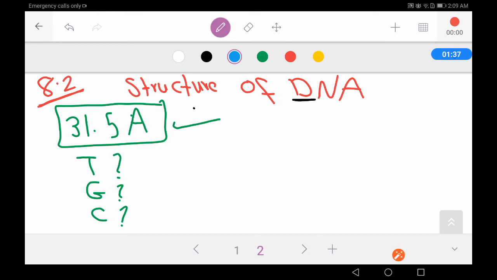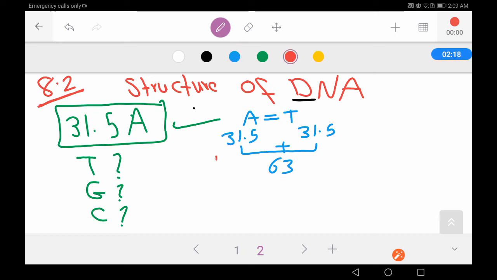So we said that adenine always pairs with thymine. So if the amount of adenine is 31.5, then approximately the amount of thymine is 31.5. Okay, this is just for adenine and thymine. 31.5 plus 31.5 will be 63.